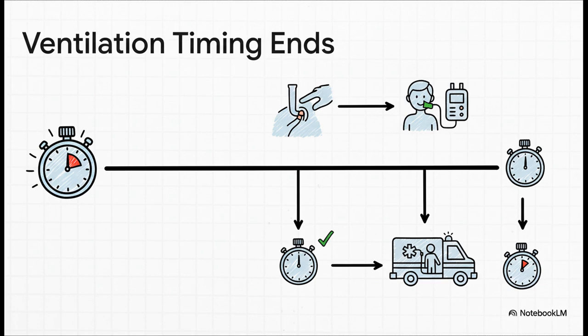And of course, if you have a start time, you need a stop time. The clock stops at one of these key moments: when the tube is removed, when the vent is officially discontinued after weaning, or when the patient is discharged or transferred. Getting that duration right is everything.